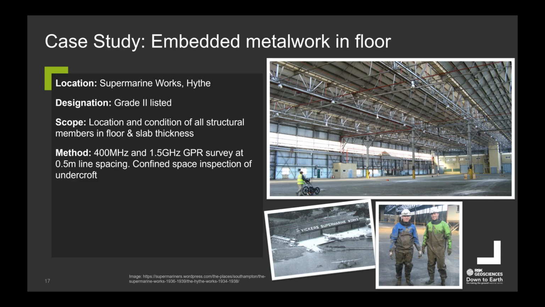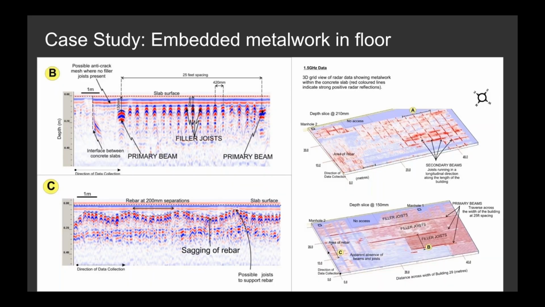slab itself. Again, we used a couple of different frequencies of radar here. We've got a higher frequency, the 1.5 gigahertz, to get the detail of the metalwork, and the lower frequency, the 400 megahertz, to sample to a greater depth. The radar data that's presented on the left here is an example of the high frequency data shown in cross section, and we're able to identify a number of structural features from this.